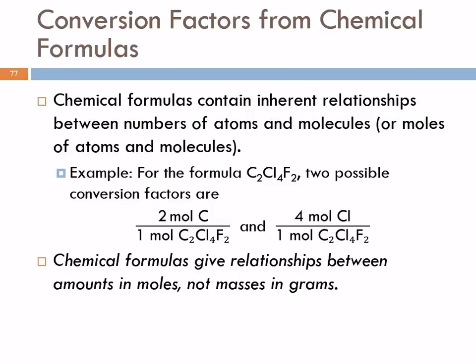And so those relationships are very useful. Important to remember, this is amounts in moles, not masses in grams. So we're going to have to convert to grams. We can't say there's 4 grams of chlorine in 1 gram of this. Right? That right there should not make sense.